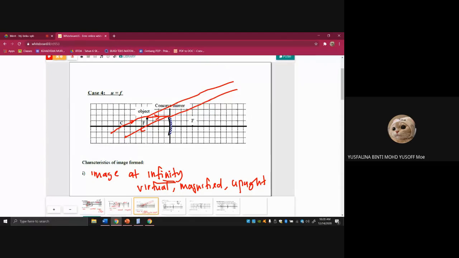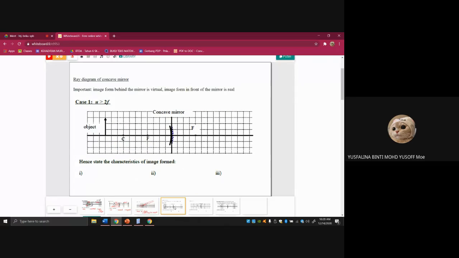Alright, so the next one is when U is bigger than 2F. When U is bigger than 2F means the object is farther than 2F. So this one is 2F already, right? So the object will be here. If 2F is here, then bigger than 2F should be here.